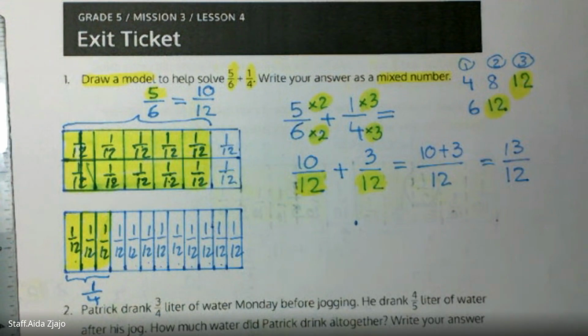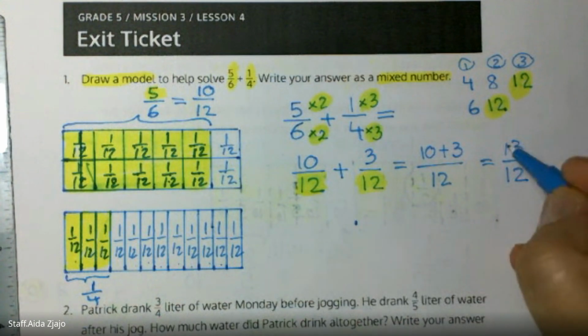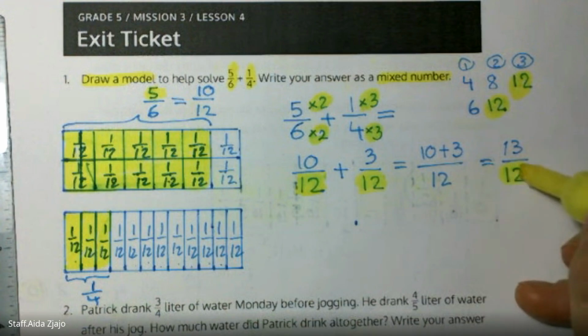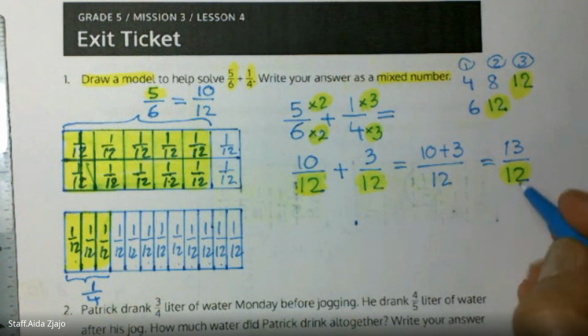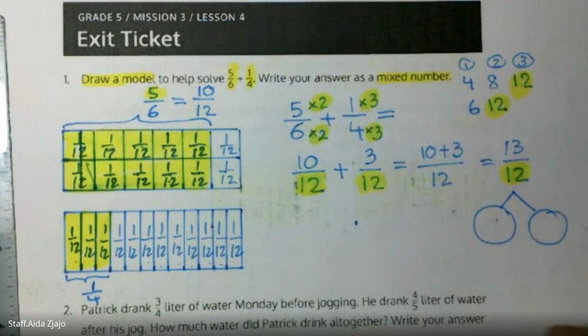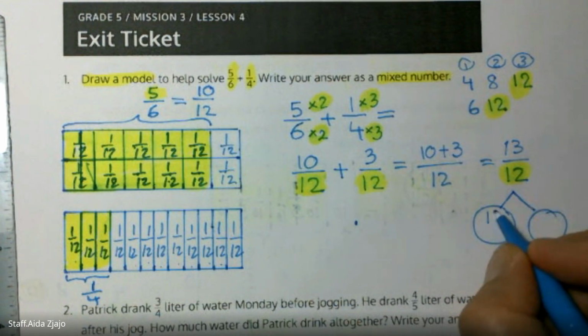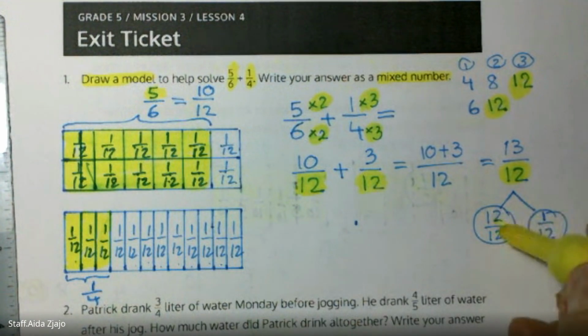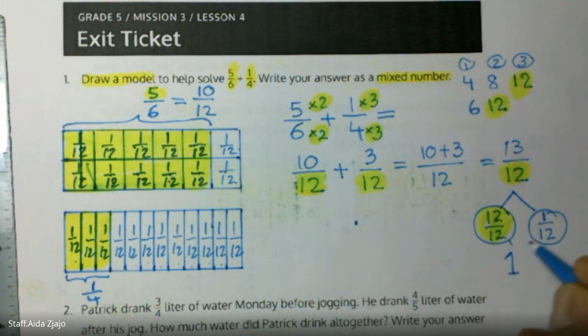But now the question is, what does 13 twelfths mean? 13 is greater than 12. I needed 12 pieces to make a whole. So if I unbond this one into 2 pieces, I could make here 12 twelfths plus 1 twelfth. So you would think, oh, 12 twelfths makes one whole, and then 1/12 is left.